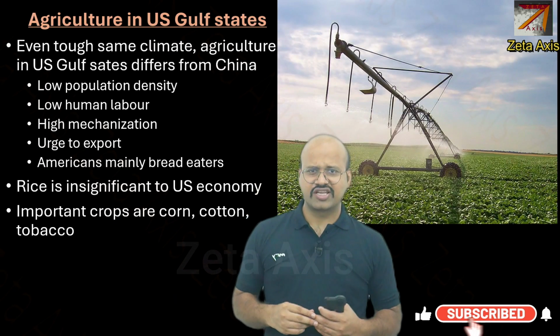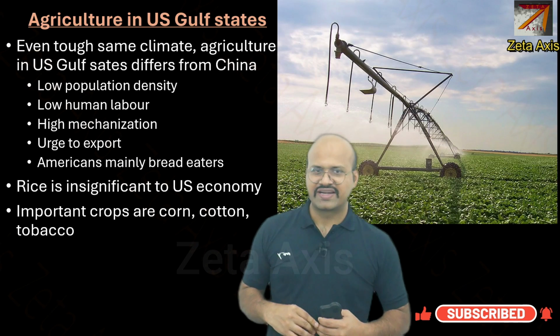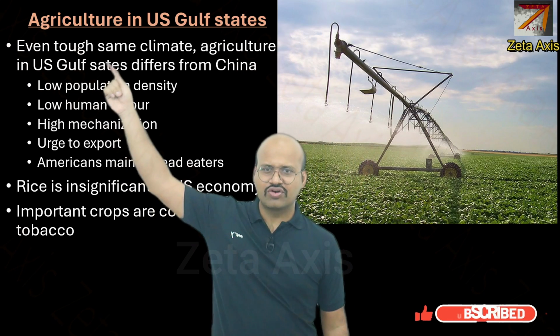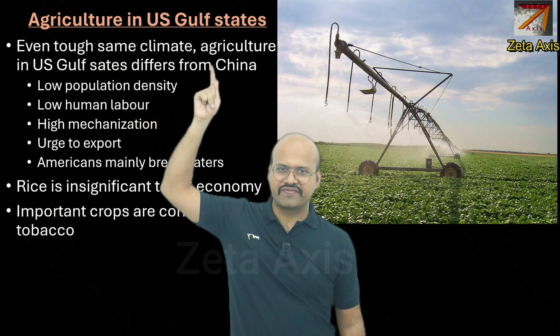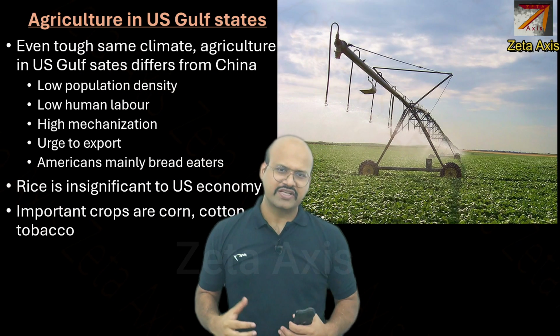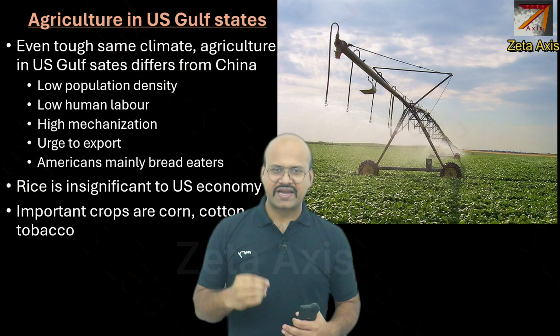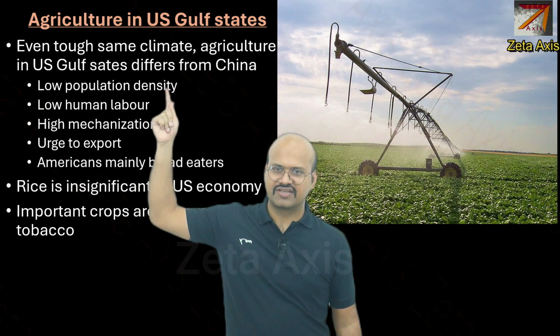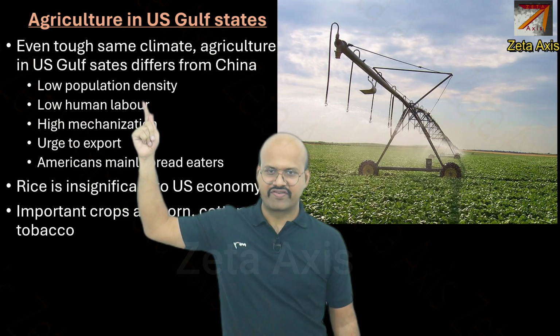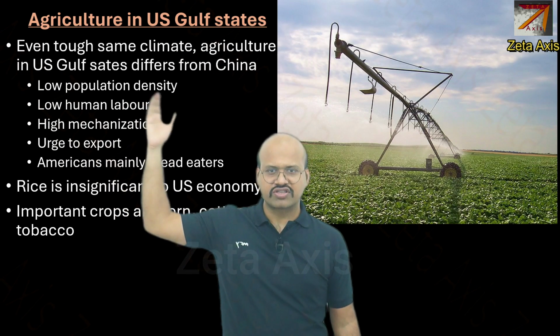Now let's see agriculture in US Gulf states, that is, Gulf type of climate. Even though it is the same climate, agriculture in the US Gulf states differs from China. Even though the climate is very similar, the practice of agriculture is very different. Here there is low population density and low human labor is available. The human labor is very costly over here.